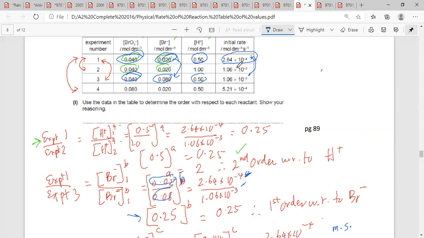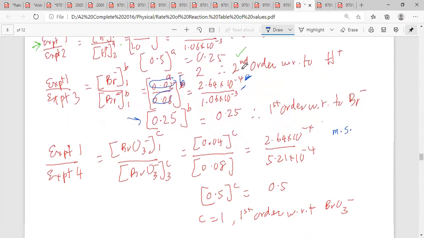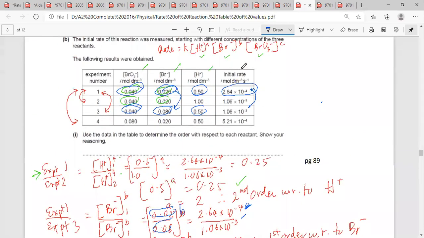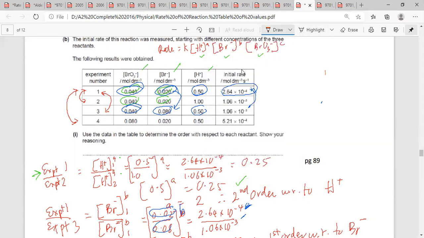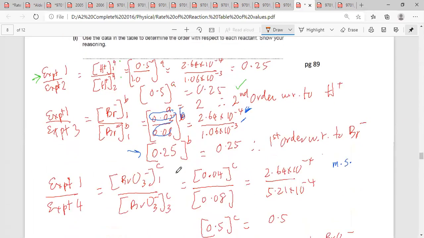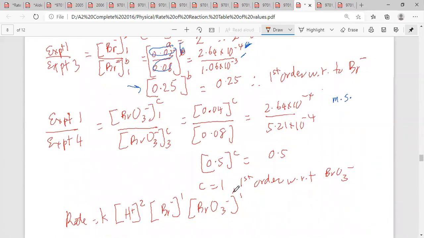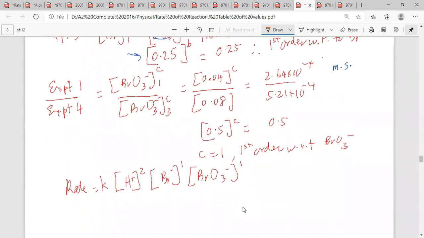Finally, of course, is 1 and 4. Why 1 and 4? I put red now, better so you can see the color. 1 and 4. This one is the same as this, so these two are changing here. Same thing, and this one here I compare. I can find it here, so it's power 1. So this is the rate law. The more you do, the easier it is for you to spot which equations to choose.